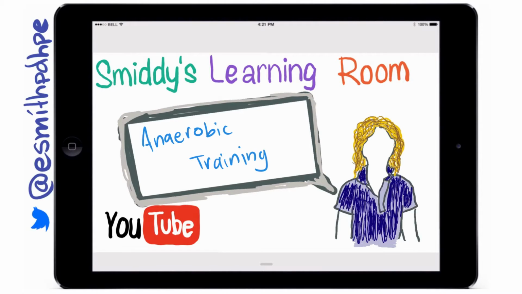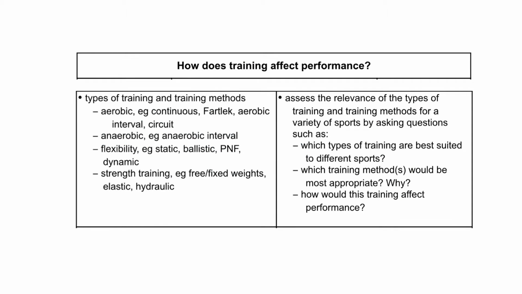Today we're going to continue looking at the types of training and have a look at anaerobic training. Now when we have a look at the syllabus, this comes under the focus question, how does training affect performance? And we come down to types of training and training methods, and we're having a look at anaerobic training. So for example, anaerobic interval training.